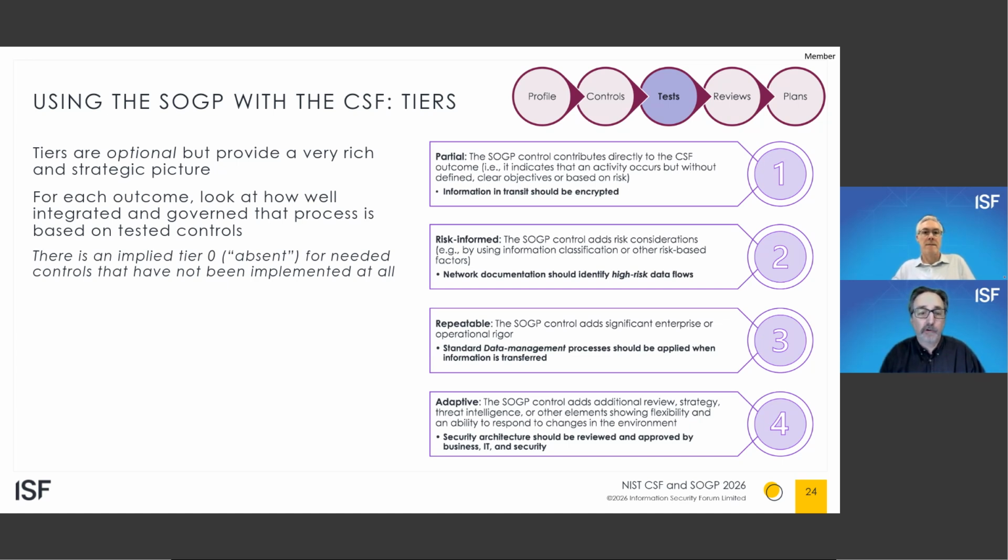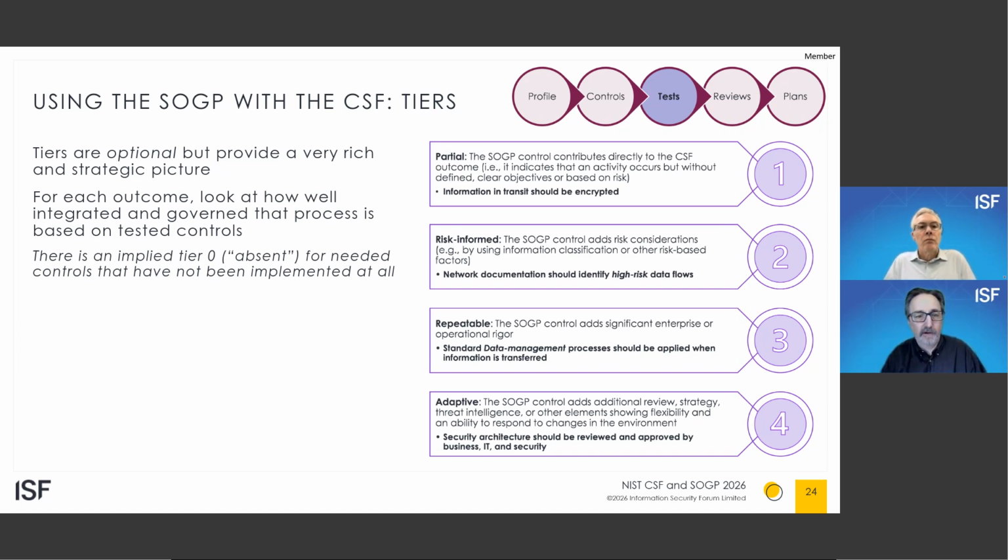Tier 2 might be, okay, your network documentation identifies high-risk data flows. That's not encryption, right? It just says, are you identifying where your high-risk data flows are? That's moving up to tier 2, you're risk informed. Then you get into repeatable controls. And again, this is language taken from the standard of good practice. Standard data management processes are applied whenever information is transferred. Now you're really starting to integrate your data in transit protections. And then finally, adaptive would be, okay, let's review our security architecture, which would include network and transmission security, and update it as necessary. 1, 2, 3, 4.